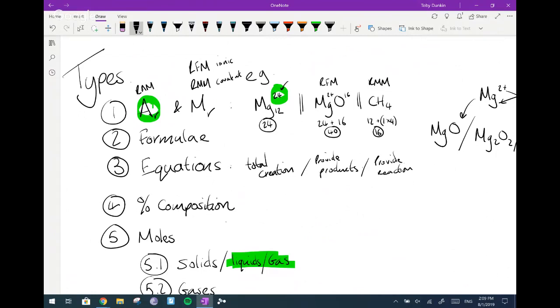Again, same thing though. I'm hoping that all of you will realize that these two are inherently linked. Without formulae, you can't build equations.